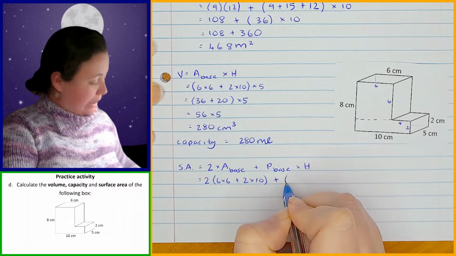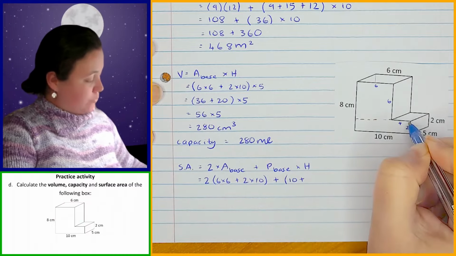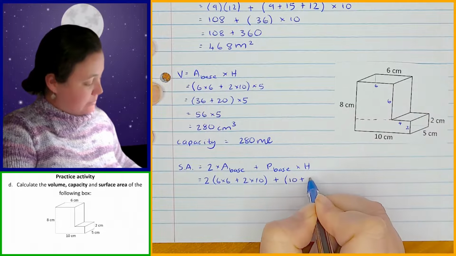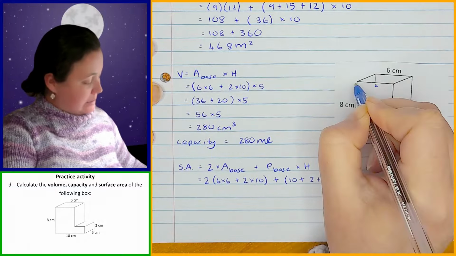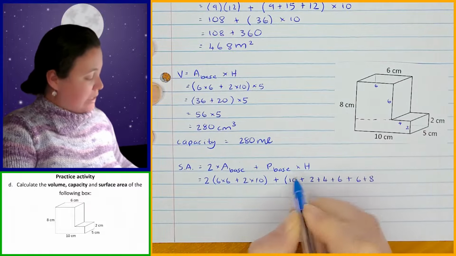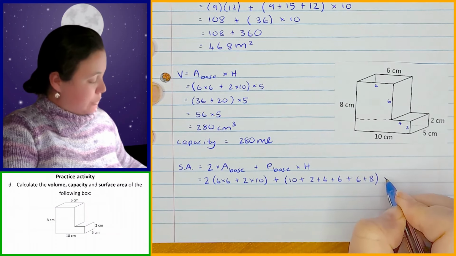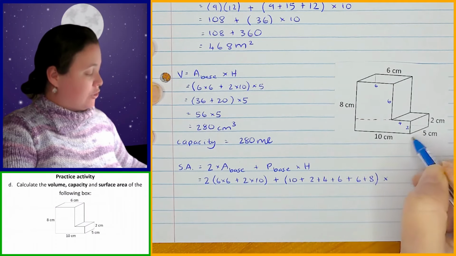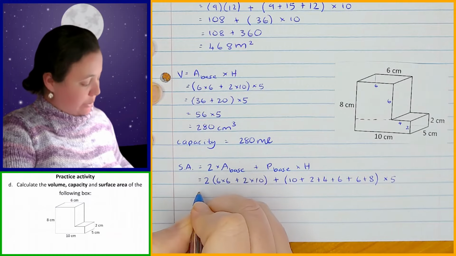So I've got in brackets 10 plus 2 plus 4 plus 6 plus 6 plus 8. And then once I've done all of the sides, I can close that bracket and I can multiply by the height of the prism, which is 5, the distance between the 2 ends. Okay, so now we can go and work that out.